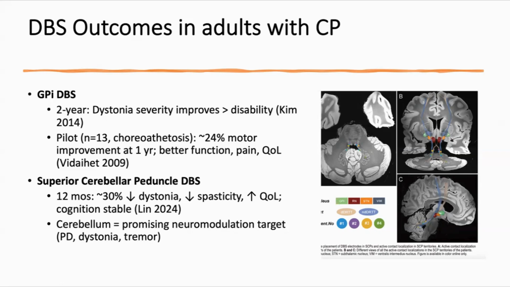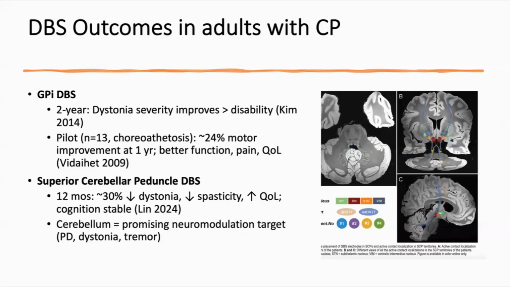But let's review this study. Dr. Kim and Dr. Park's team did a 2-year follow-up after they put DBS in the globus pallidus area, and that still showed dystonia severity improvement, but disability didn't improve that much. And then there was a pilot study with 13 adults with cerebral palsy with choreoathetoid movement, which showed 24% motor improvement at 1 year, and they showed better function, better pain management and quality of life.